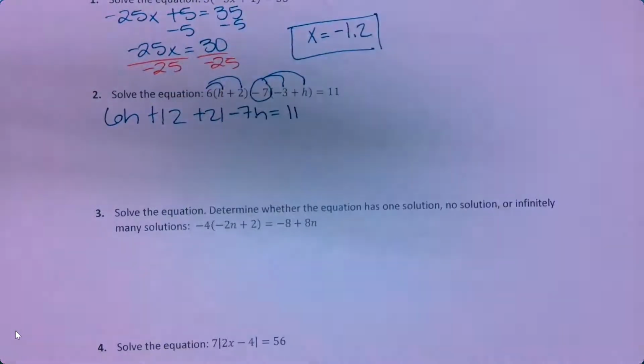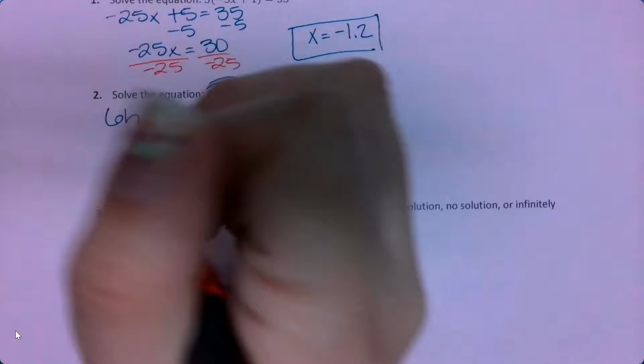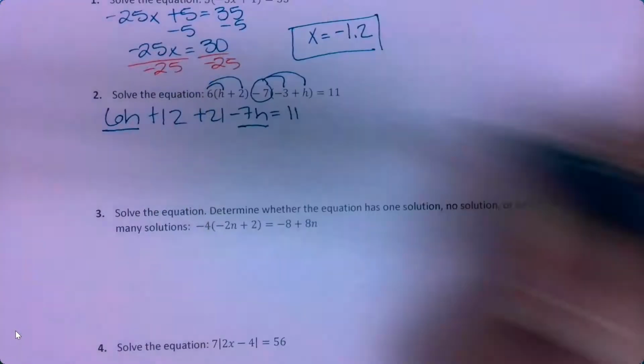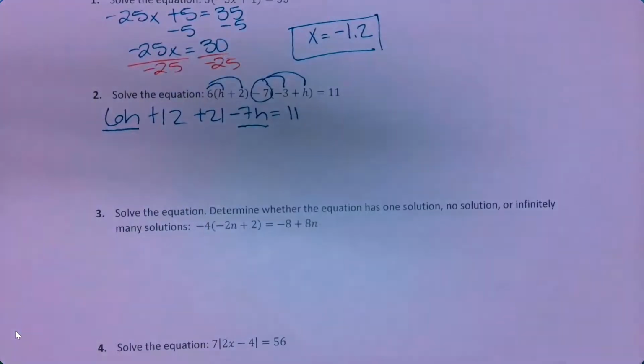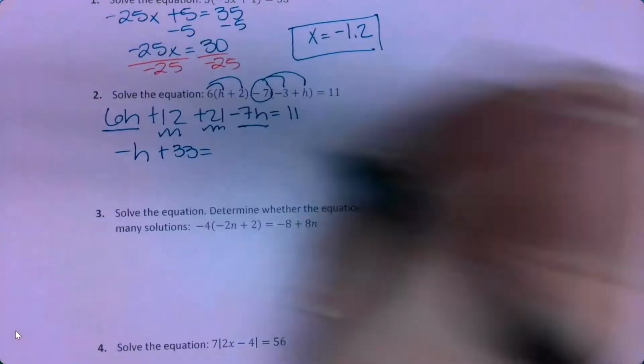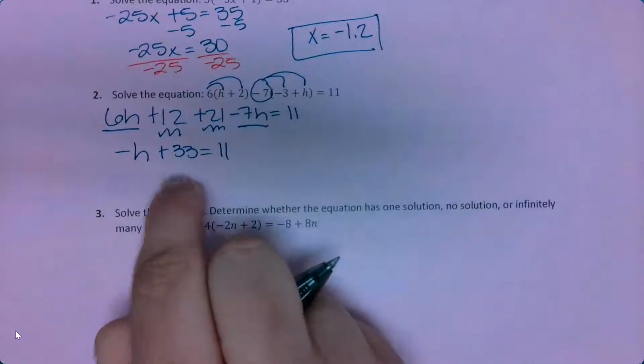This equals 11. Because I have variables and numbers on the same side right here, I want to combine them. So I'm going to combine like terms. I have this 6h and this negative 7h. I keep the signs when they're on the same side of the equation. So 6 minus 7 gets me negative h. And then I have 12 plus 21, which gets me 33. And this equals 11. I want to go ahead and subtract the 33 on both sides.